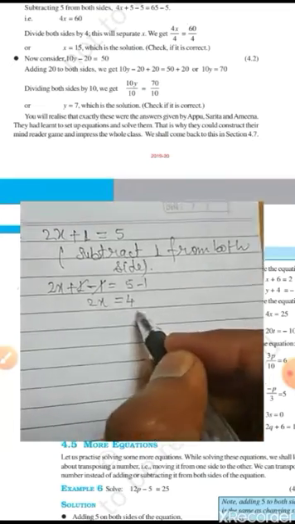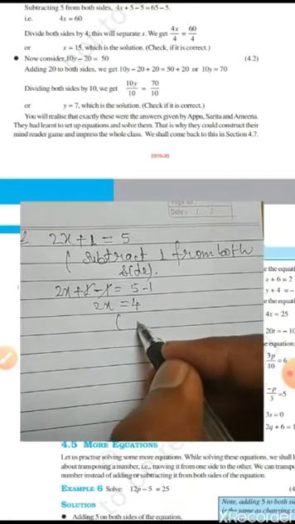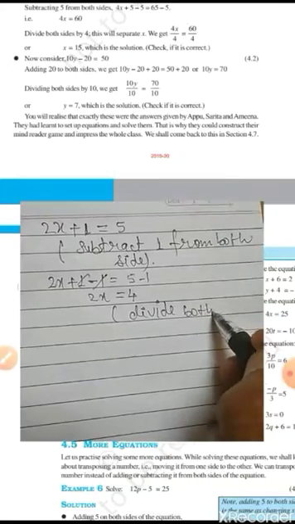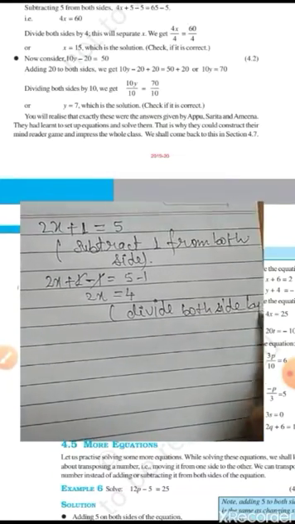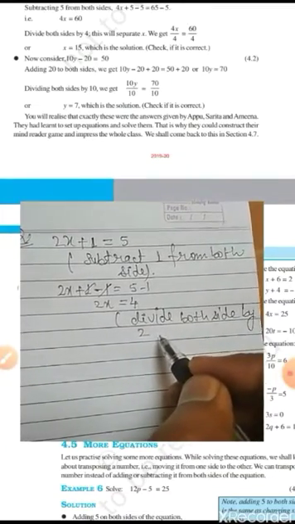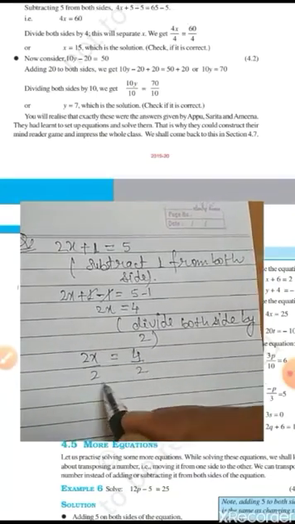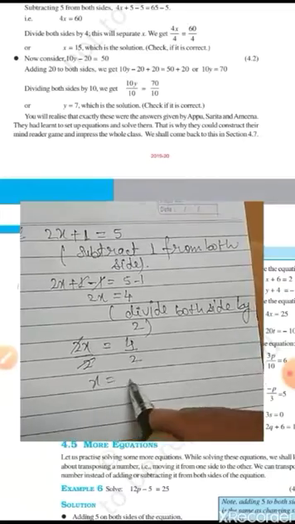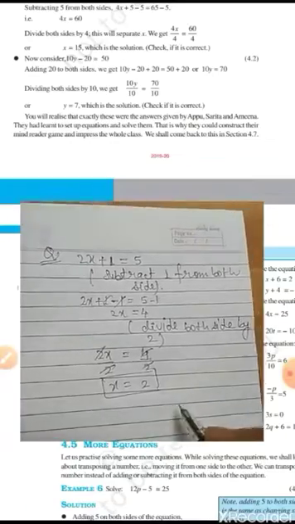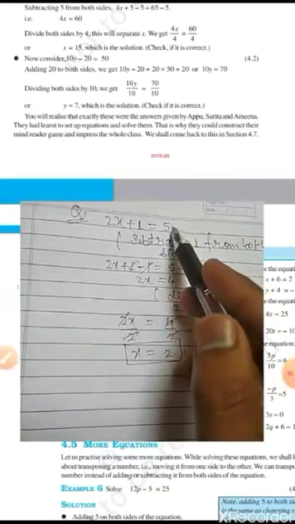Now the second step: you take here, divide both sides by 2. Okay, so 2x upon 2 is equal to what? 4 upon 2. So it will cancel. x is equal to what? 2. x is equal to 2. So x is equal to 2 is the solution of this equation.